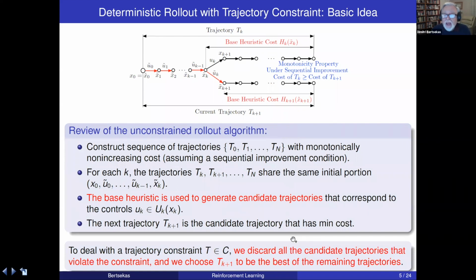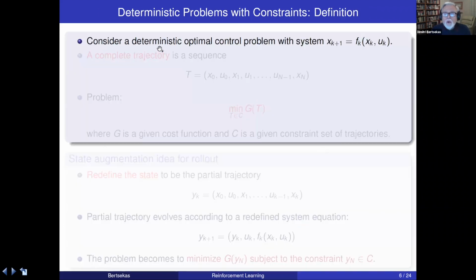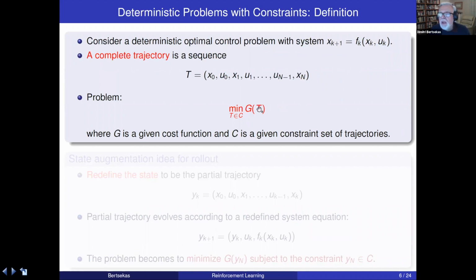Okay, so this is the basic idea, and now we're going to formulate the problem precisely. We consider a deterministic optimal control problem with this system equation, and we define a complete trajectory to be a sequence that goes from the initial state to the final state. And we have a cost function that's very general. It depends in an arbitrary way on this trajectory. And we also have a constraint that the trajectory is one out of a given constraint set of trajectories. So this is as general as it gets at this point.